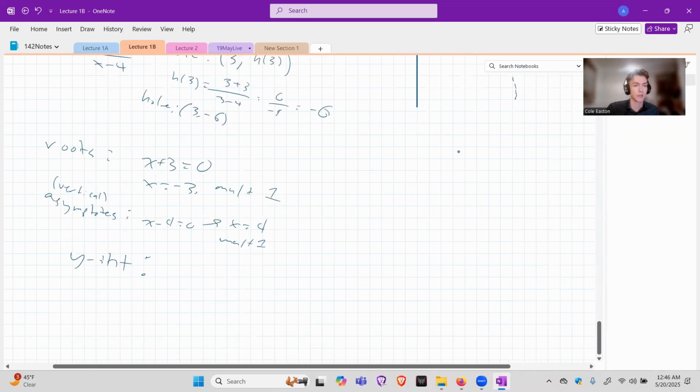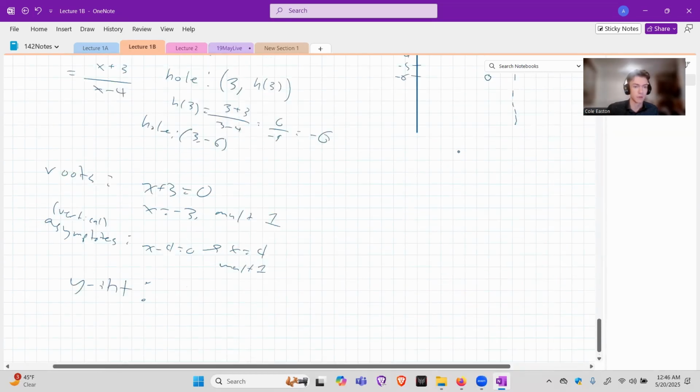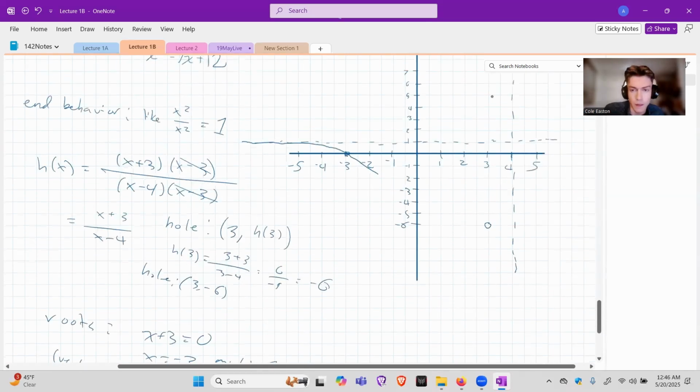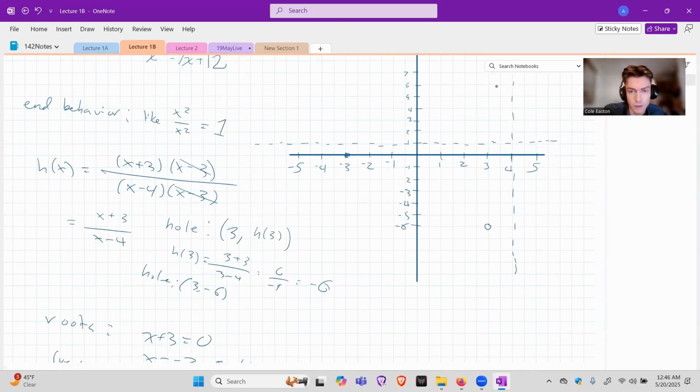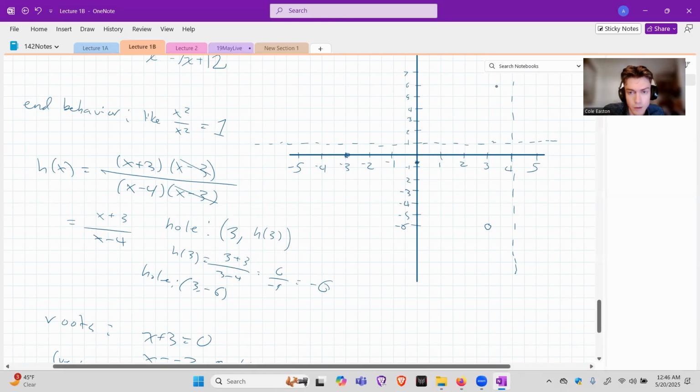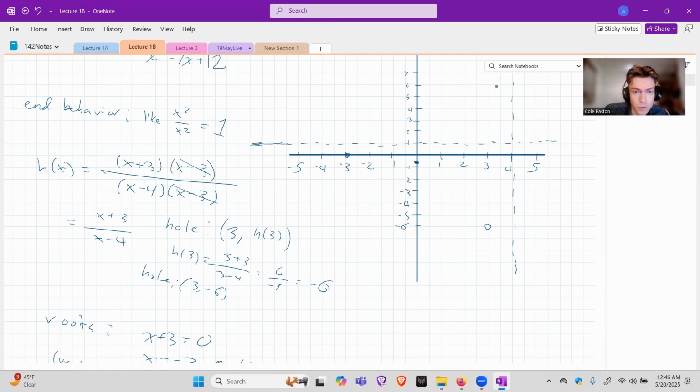Okay, so we're just plugging in 0. So it's going to be 0 plus 3 over 0 minus 4. So that's 3 over negative 4, so that's negative 3/4. So that's like right here about. Which means that our scale is a little weird, but it's okay. So we're going to go here, and then we're going to pass through this point here.